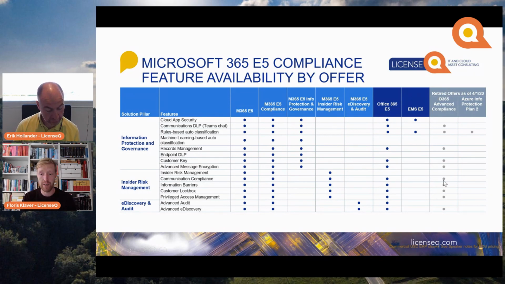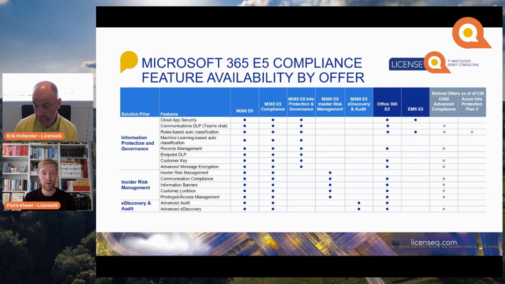On the right, you see, for instance, some retired offers. A lot of organizations were using Azure Information Protection Plan 2 as a standalone service. That is no longer possible. You can only use that as a bare minimum in the information protection and governance suite. And they renamed it to rule-based auto-classification. What it basically means is that if you're using Information Protection Plan 1 and you want to automate that with AI capabilities, you would probably need to buy this full suite and get all these additional features with it.